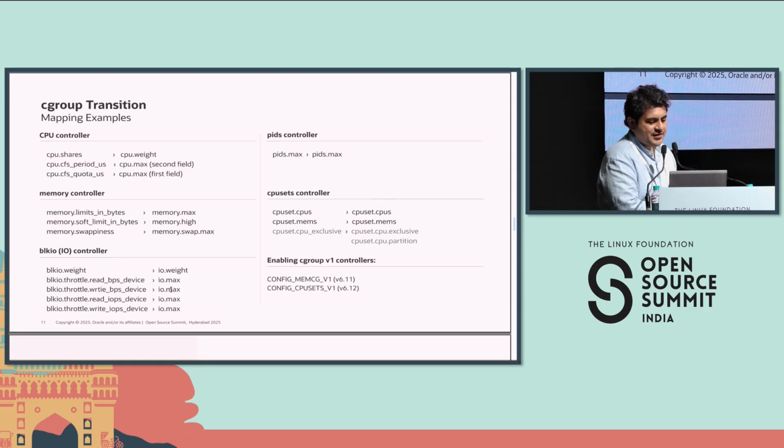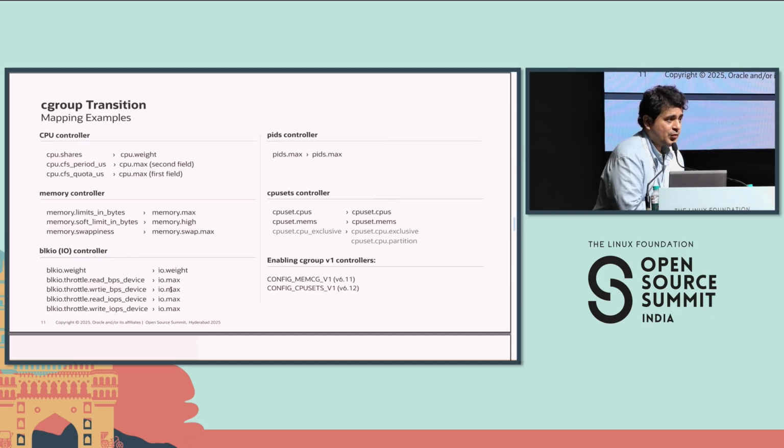And similarly, if you see for the CPU set controller at the end, in cgroup v1, if you want to do a soft partitioning of the system, you would just use that one particular file where you would say these CPUs are exclusively available for this particular cgroup. But in cgroup v2, you have to do it in 2 different files where you even have to specify what kind of partition you want. There are different kinds of partitions you can have.